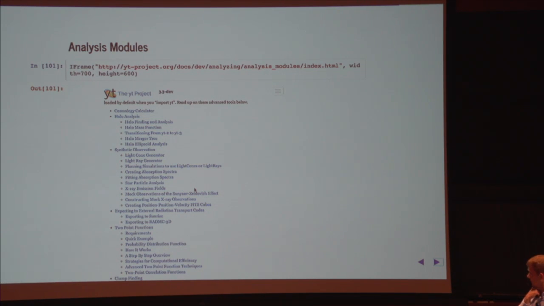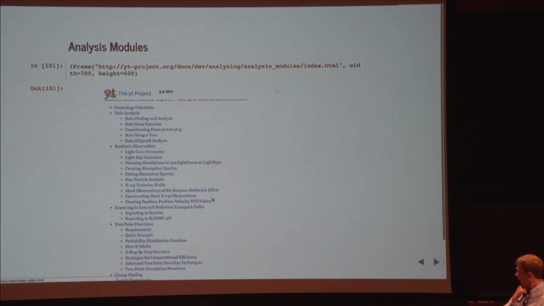If you're a cluster person, there's a mock Sunyaev-Zeldovich effect module. There's a mock X-ray observations module that I wrote. There's a module to create what's called a PPV, or a position-velocity FITS cube. So you create a FITS file that's got, say, X and Y or RA and Dec on the sky, and then the third dimension is, say, velocity or wavelength space. YT just basically creates a bunch of projections for all these velocity or wavelength bins, and then creates a FITS cube out of it. And there's some other things in there as well.